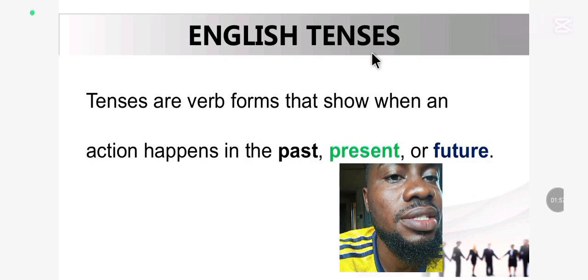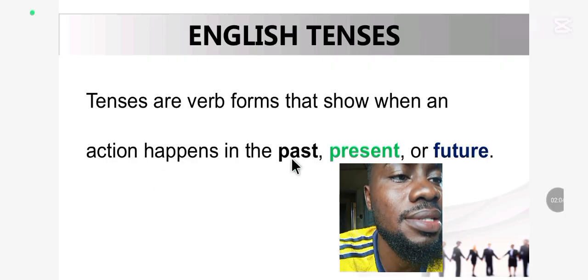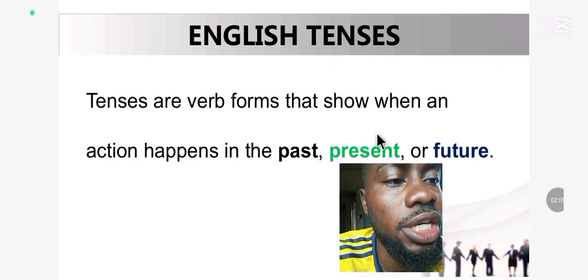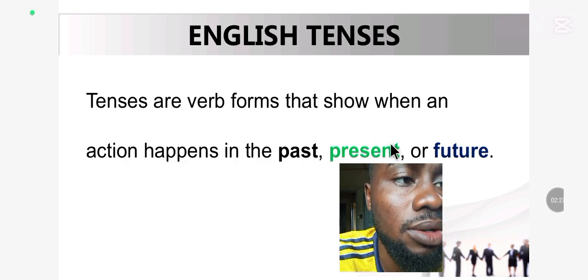English tenses. Tenses are verb forms that show when an action happens in the past, present, or future. It's a verb form that shows when an action happened. It can either happen in the present, in the past, or in the future.